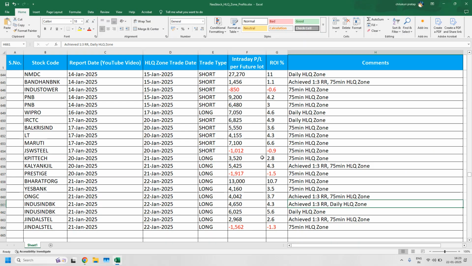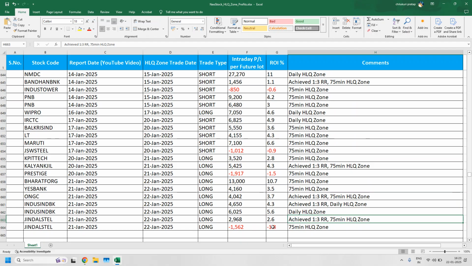Okay, how much profit and losses we got? In Jindal Steel, the first trade gave you 2,968, close to 3,000 rupees profit, which is a 2.6% ROA. That is up to the 1:3 RR level. If it would not have reached 1:3 RR, even this could have been a failed trade later. Luckily, it reached 1:3 RR.